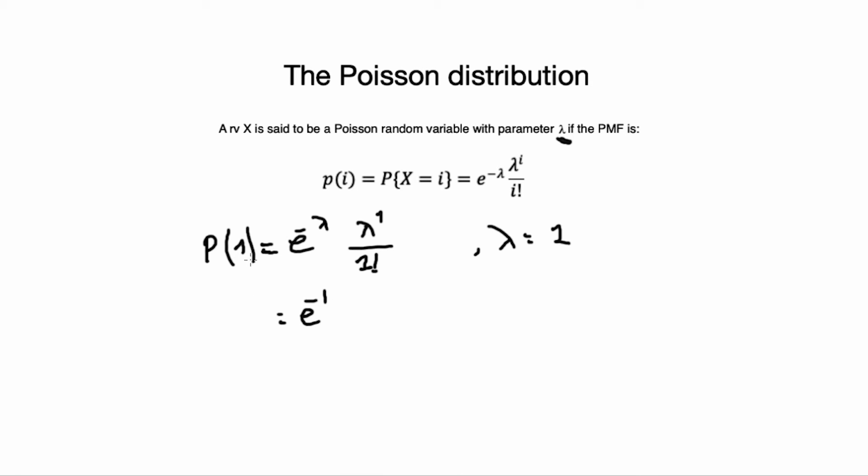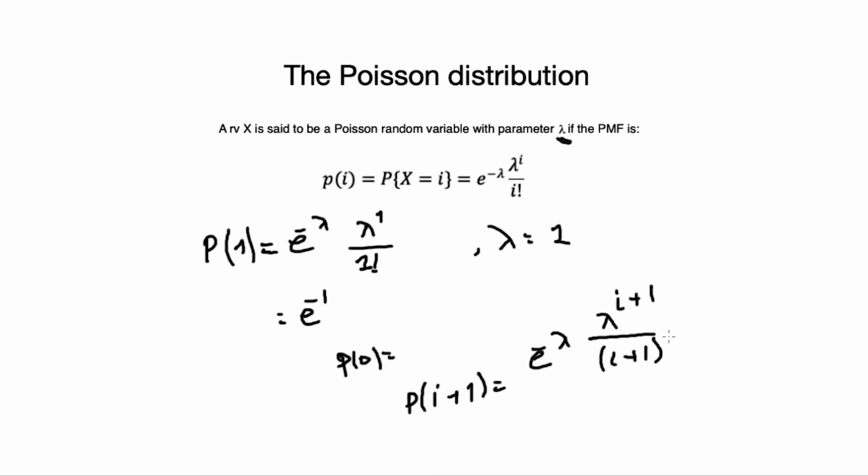If we have a big number here, it will be difficult to compute this PMF. So usually it is easy to compute P of 0 and then compute the others recursively. For example, P of i plus 1 equals e to the minus lambda times lambda power i plus 1 over i plus 1 factorial.